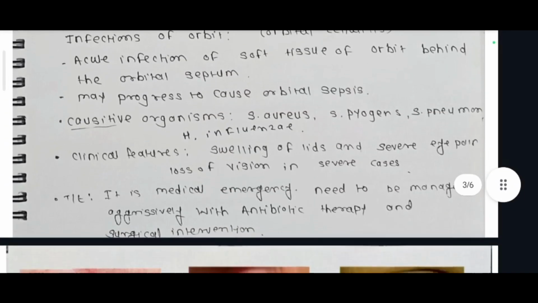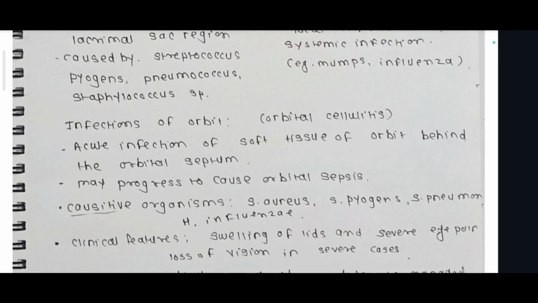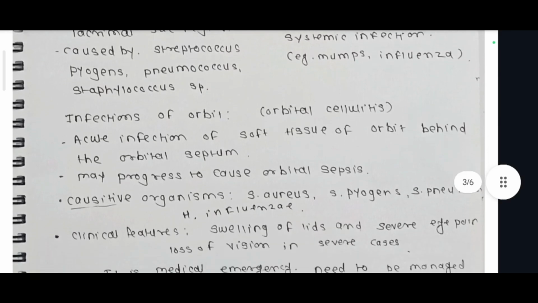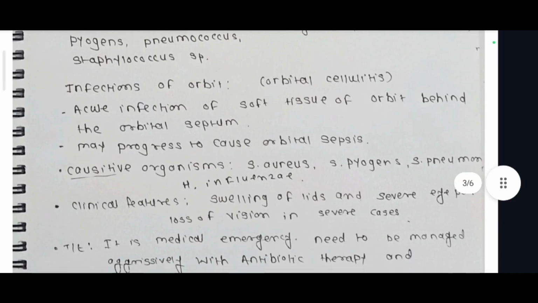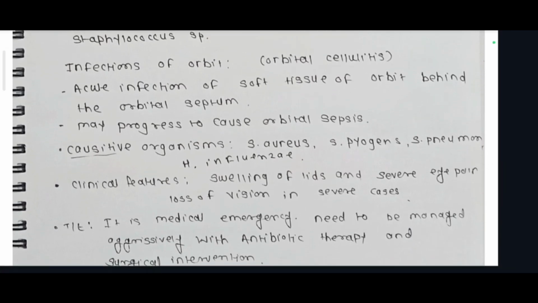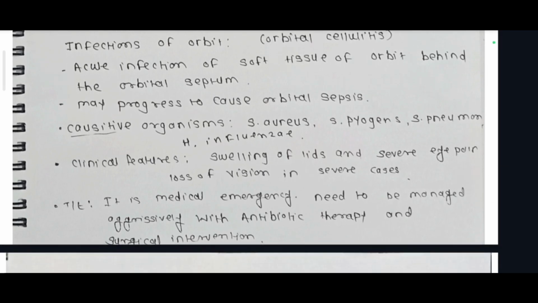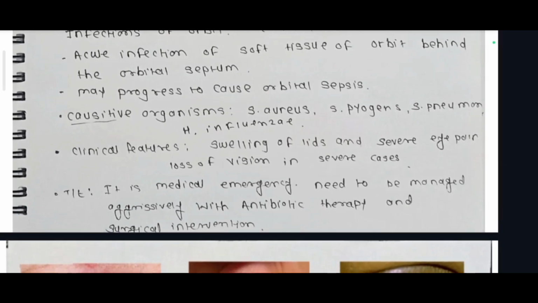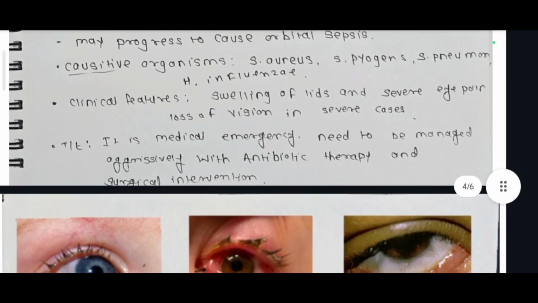After the lacrimal apparatus, we will see the infection of the orbit, that is orbital cellulitis. Orbital cellulitis is the acute infection of the soft tissue of the orbit behind the orbital septum, which may progress to cause orbital sepsis. The causative organisms are Staphylococcus aureus, Streptococcus pyogenes, Streptococcus pneumoniae, and Haemophilus influenzae. Clinical features are swelling of the lids and severe eye pain, and loss of vision in severe cases. It is a medical emergency.